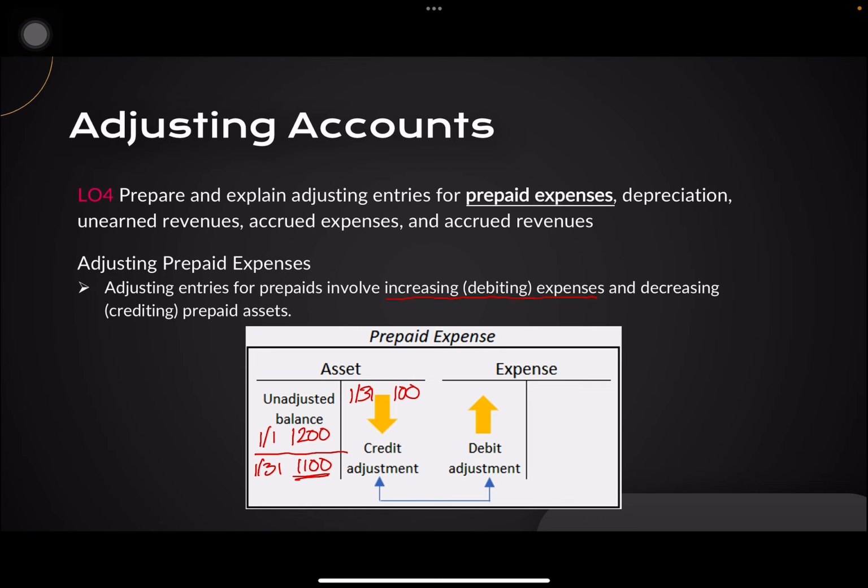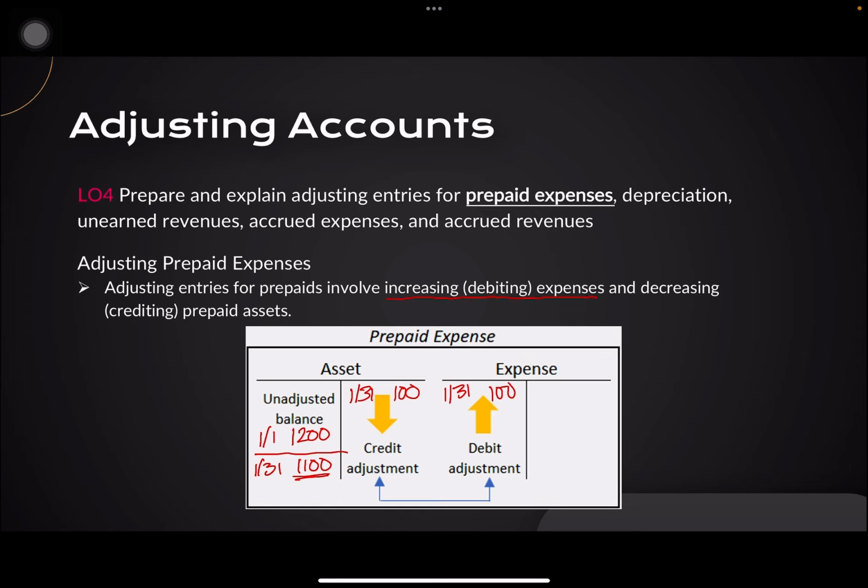Okay? And that credit adjustment will be transferred to your expense account. So in this case, we recognize that our prepaid expense decreased by $100 as a result of the passing of time, or this was the amount that was consumed. So this $100 should now be reflected as an expense during the month. So I will put in here on January 31, an expense amounting to $100.